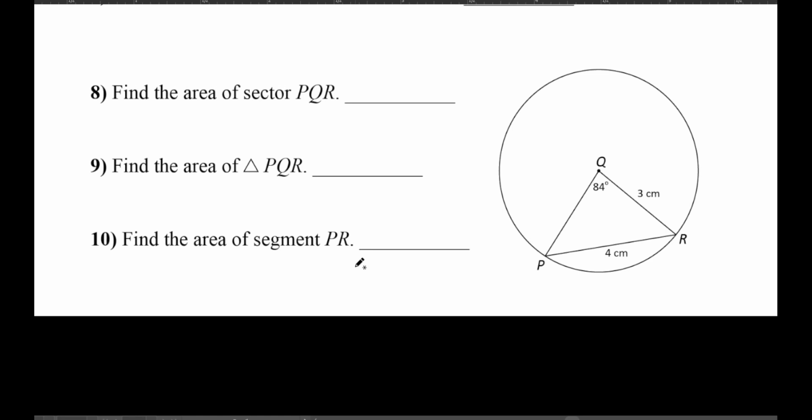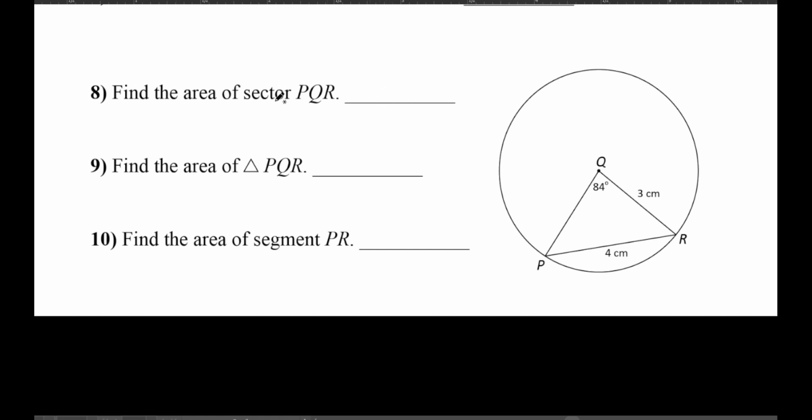There's no check mark on it, but I did not mark it wrong. Why? Because to find the area of the segment, this stuff right here, what do you do? You subtract. So if you got an answer for this, an answer for this, and this answer right here was number 8 minus number 9, even if 8 and 9 were wrong, I still gave you credit for 10 because that's how you would find the segment. Make sense? Wasn't that nice of me? You're welcome.